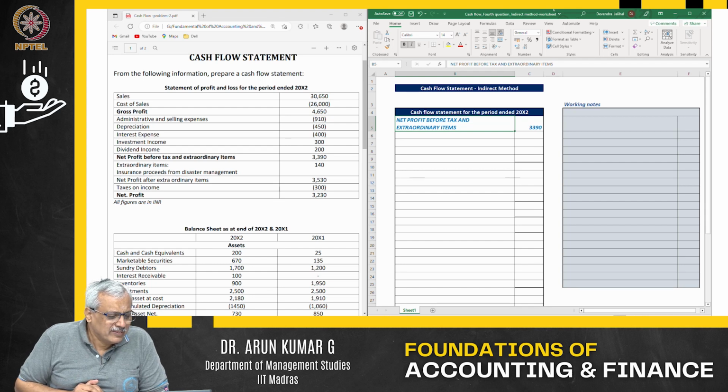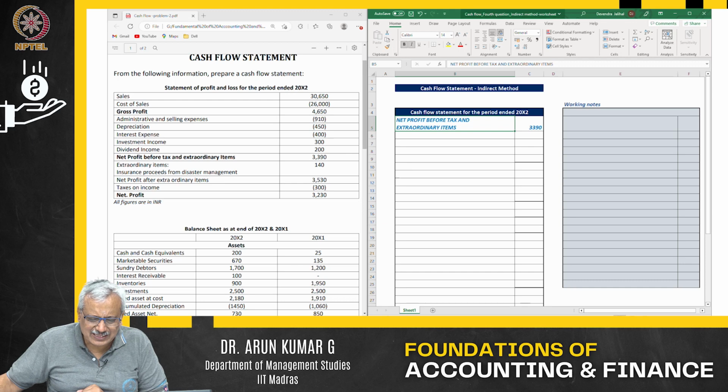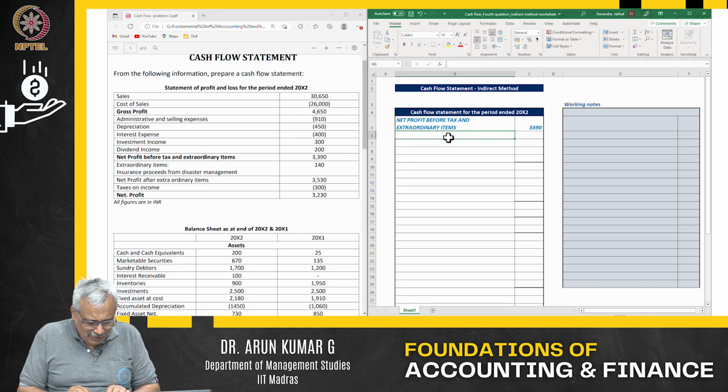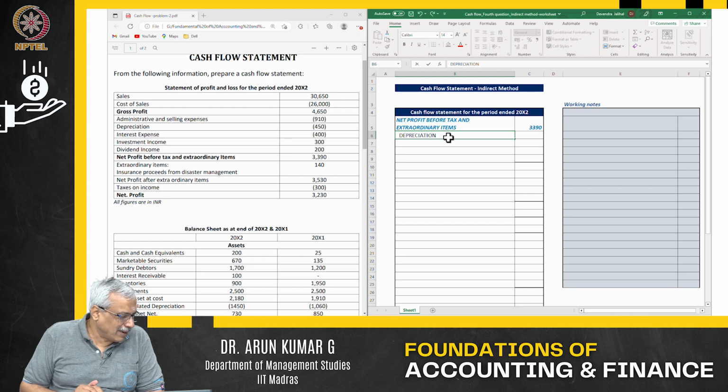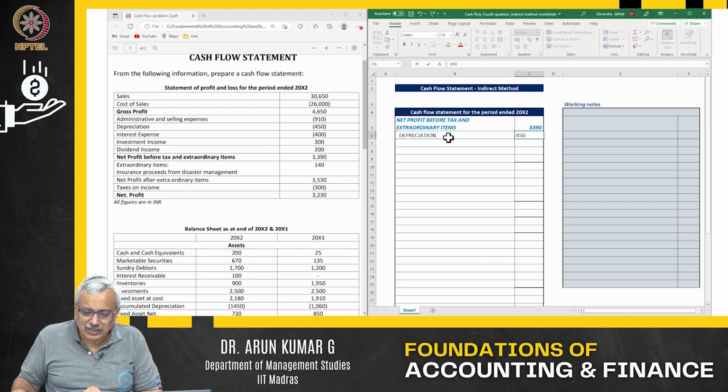So, what do we do? We add back all non-cash expenditures. What is the first non-cash expenditure? I will add back depreciation. I am adding back depreciation, which is $450.